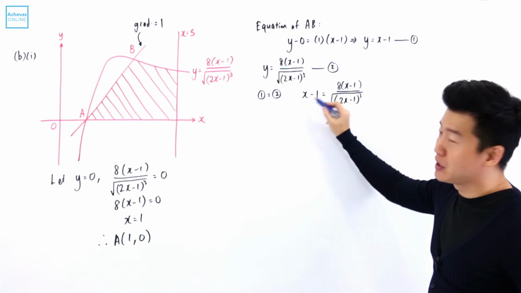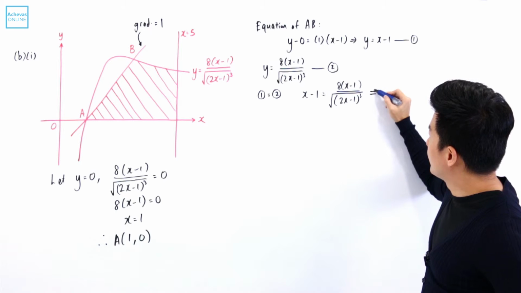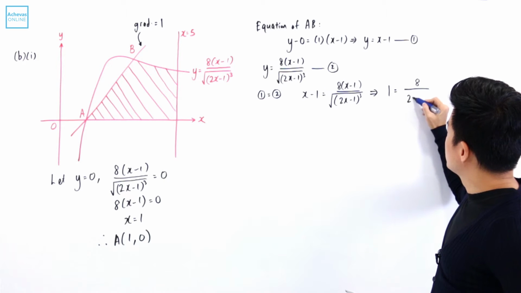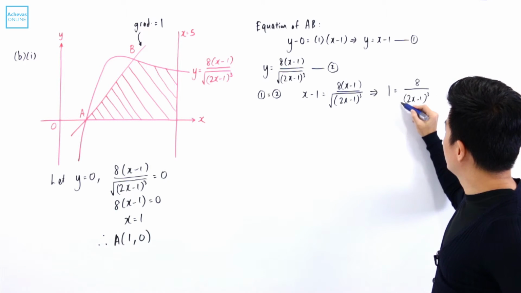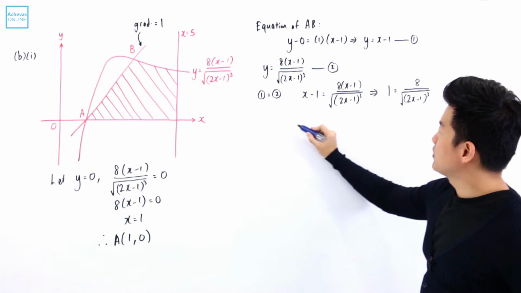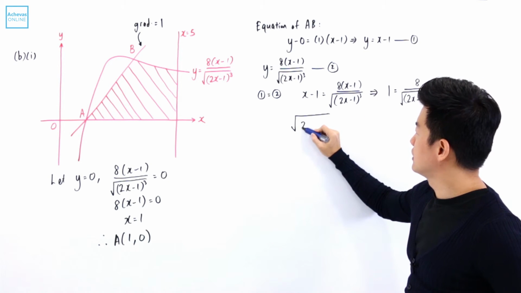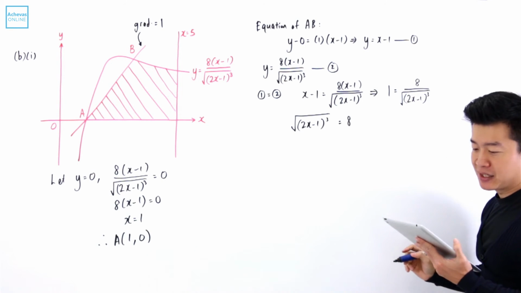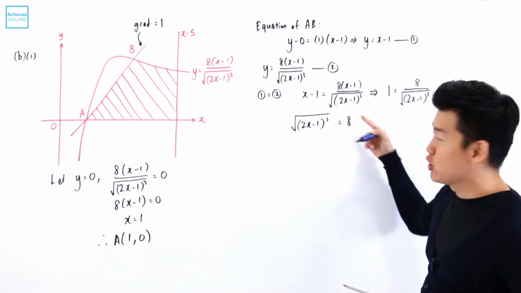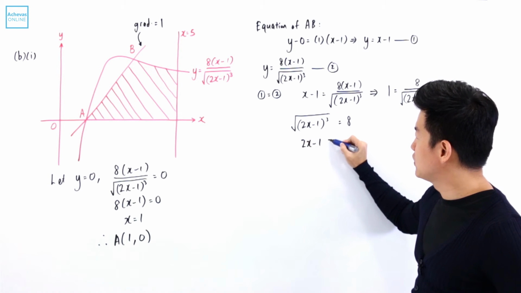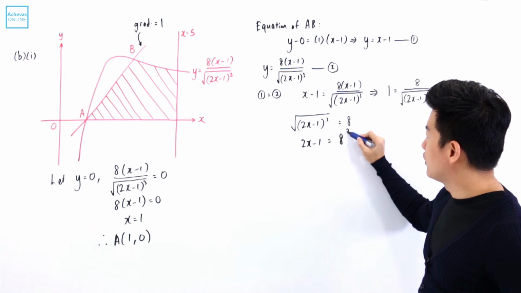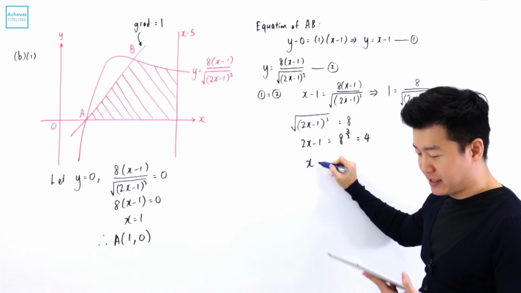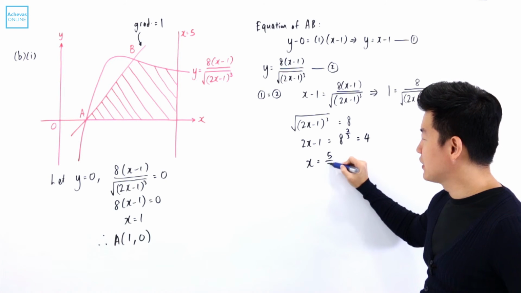The x minus 1 and x minus 1 will cancel away, which means that it is the same as 1 is equal to 8 over square root of (2x minus 1) to the power of 3. Cross multiplying, I'm going to get 2x minus 1 to the power of 3 over 2 is equal to 8. If I bring the power on the left hand side over to the right hand side, that means 2x minus 1 is going to be 8 to the power of 2 over 3, and this is equal to 4. So I will be able to solve for x. It is 5 over 2.